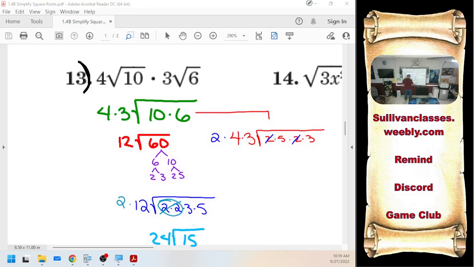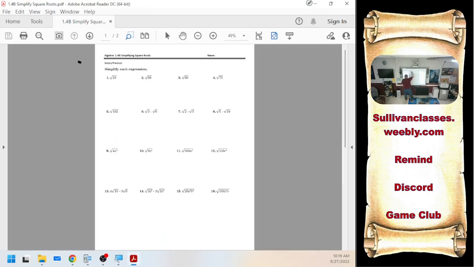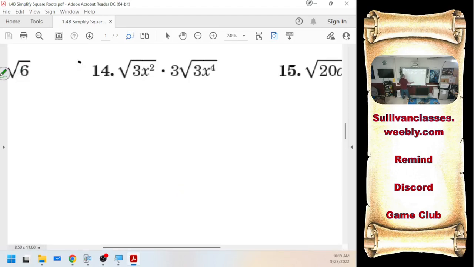14 takes that same idea, and now you got letters in there. They have variables in the radicals. Doesn't matter. You do the same stuff. What's outside stays outside. What's inside goes with what's inside. And look at what happens when I just write it all. I can start combining the concepts.